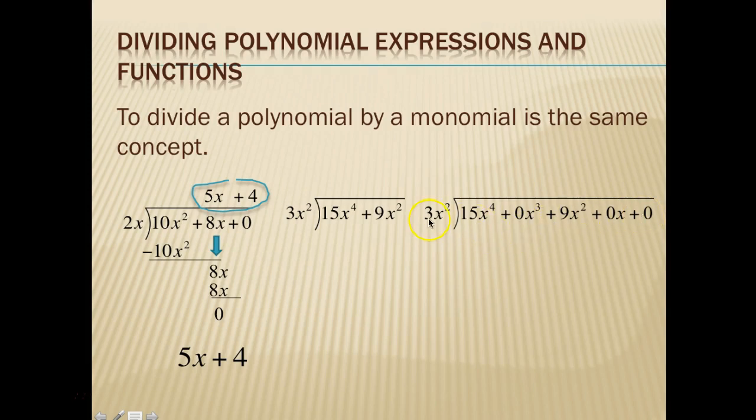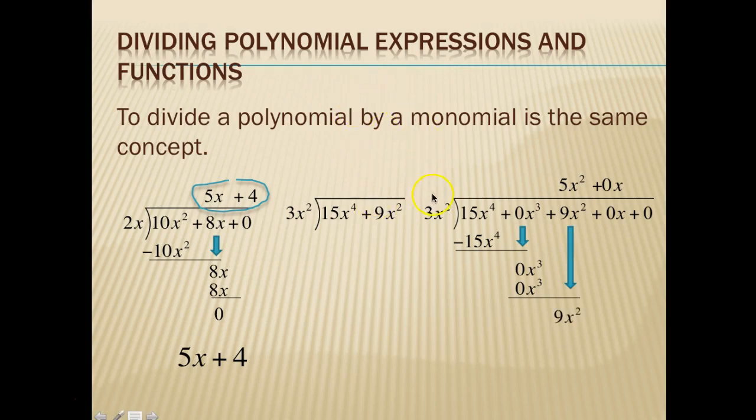So first, we ask ourselves, how many times will 3x squared go into 15x to the 4th? Since that answer is 5x squared, it must go above the 9x squared. Then we multiply, subtract, bring down, and we start the cycle all over again. How many times will 3x squared go into 0x to the third? 0 x's. And then we multiply, we subtract, and we bring down.